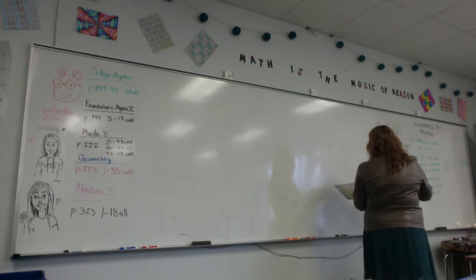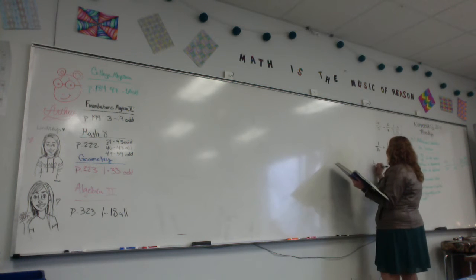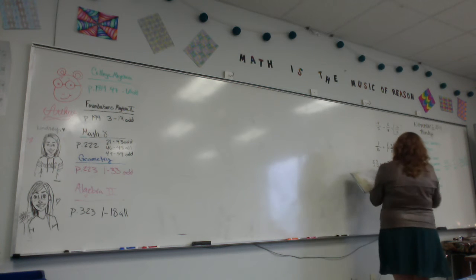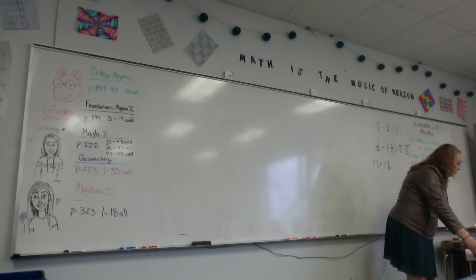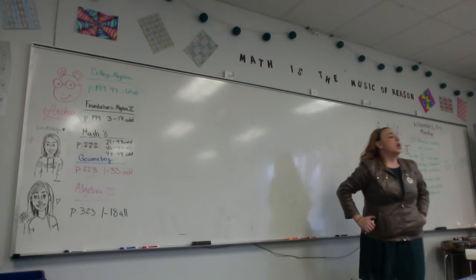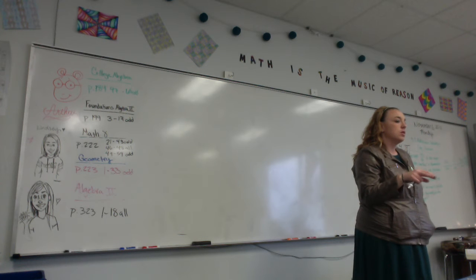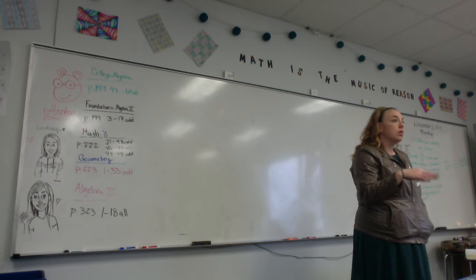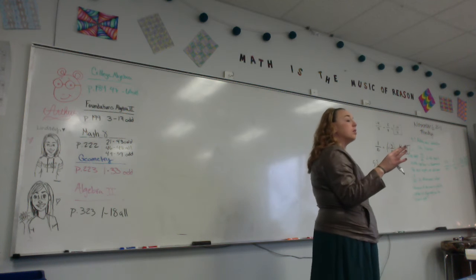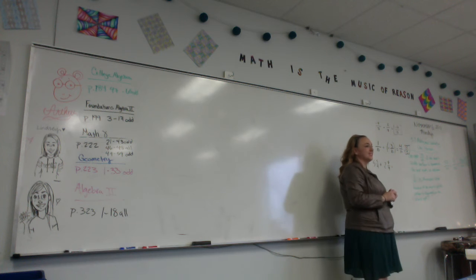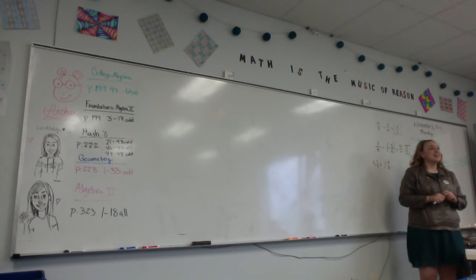Okay, what about this? I'm just going to do lots of different ones today. 5 and 5/9 plus 2 and 7/9. Don't you have to change it to improper? Okay, we can change it to improper fractions, or we can do it a couple ways. You just add the whole numbers and then add the numerators. We can do it that way also.